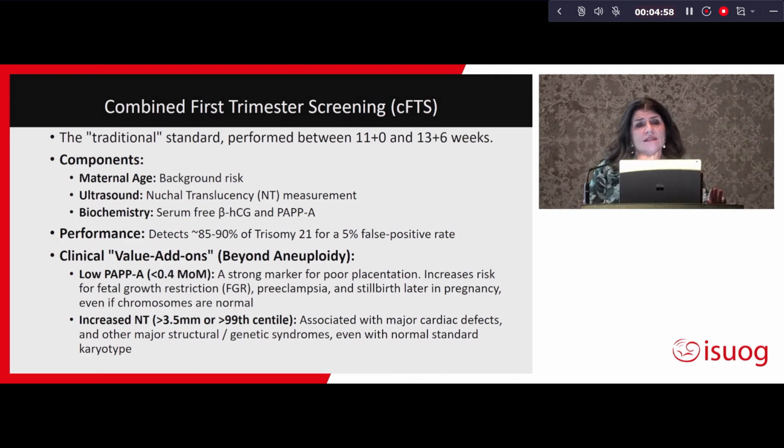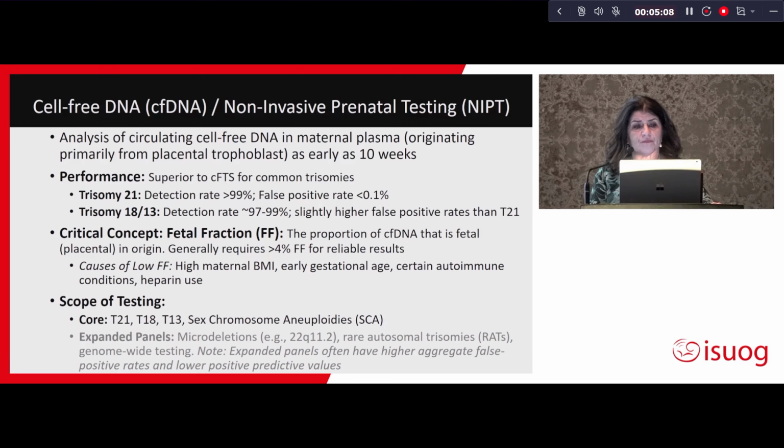And of course, if the NT is more than 3.5 or more than the 99th centile, then you need to consider that this could be something more significant going on that is not necessarily a chromosomal abnormality. And cell-free DNA, as we know, is analysis of fetal DNA in the maternal circulation that comes from the placental trophoblast. So it doesn't come from the fetus, it comes from the placental trophoblast. And sometimes that's why we can actually get false positives.